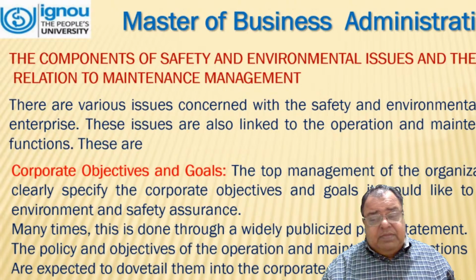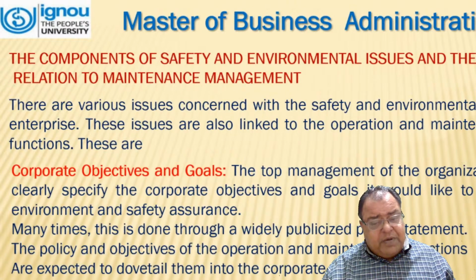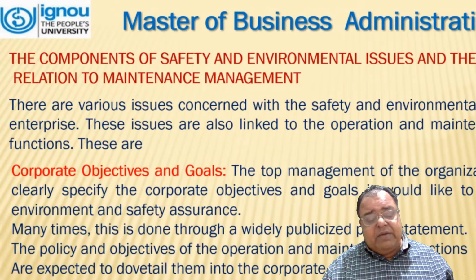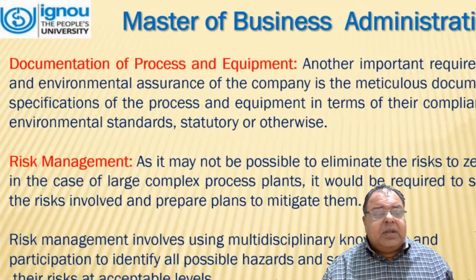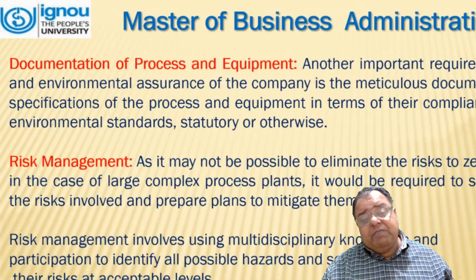The top management of the organization is expected to clearly specify the corporate objectives and goals it would like to practice regarding environment and safety assurance. Many times, this is done through a widely publicized policy statement. The policy and objectives of the operation and maintenance functions are expected to dovetail into the corporate safety and environmental objectives. What are the documentations of process and equipment?